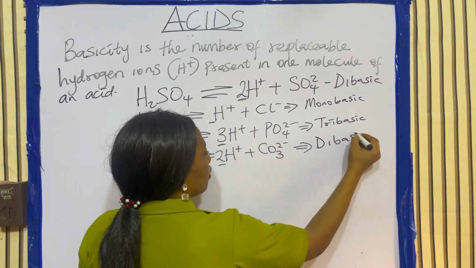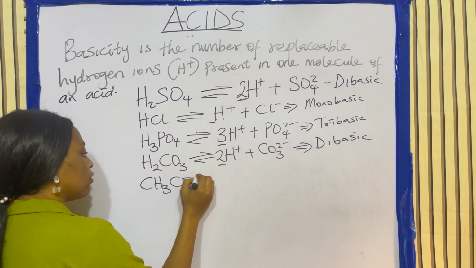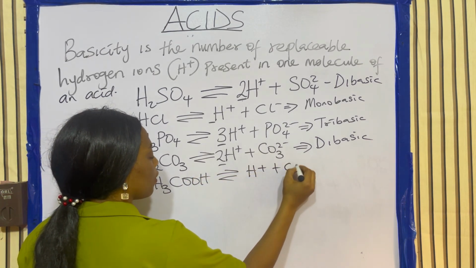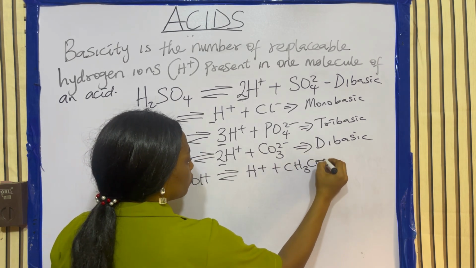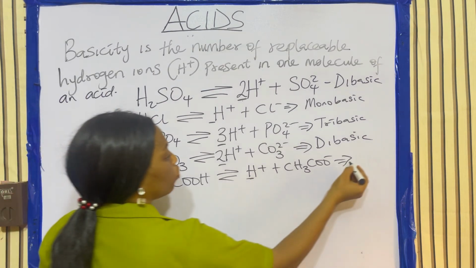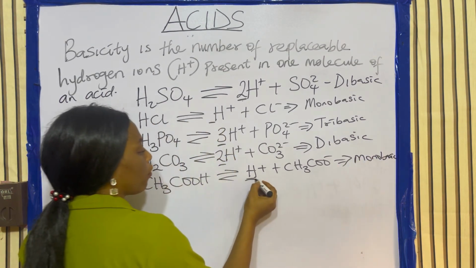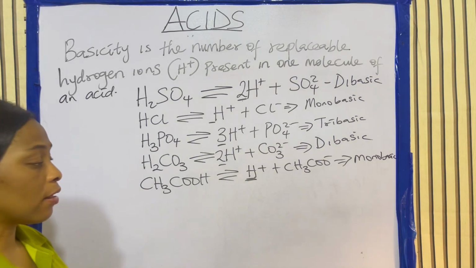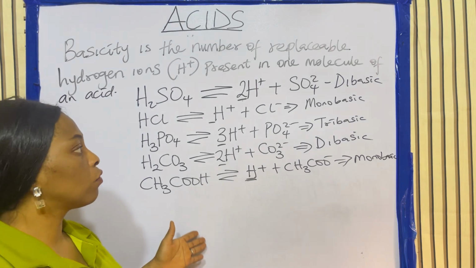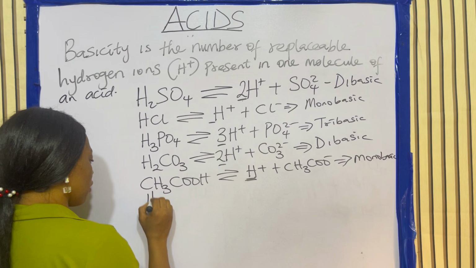Dibasic. Let's look at ethanoic acid. Ethanoic acid, when it ionizes, gives you what? 1 hydrogen and this. So ethanoic acid is what? Monobasic. So you are going to be looking at the number of hydrogen ions present when an acid ionizes. That will definitely give you the what? The basicity.